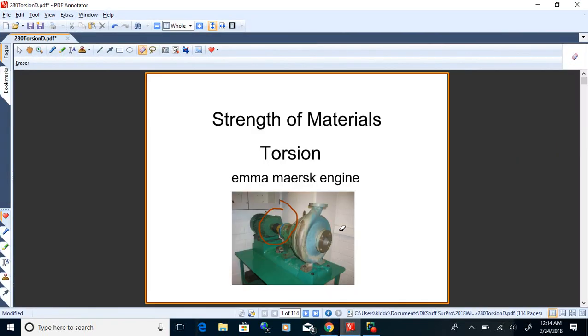Okay, let's have a look at torsion here. What torsion is, generally, is a twist about the long axis of a shaft. So for instance, in this setup here, we have a motor with a drive shaft that goes into the pump. The drive shaft coming out of the motor here would be under torsion.